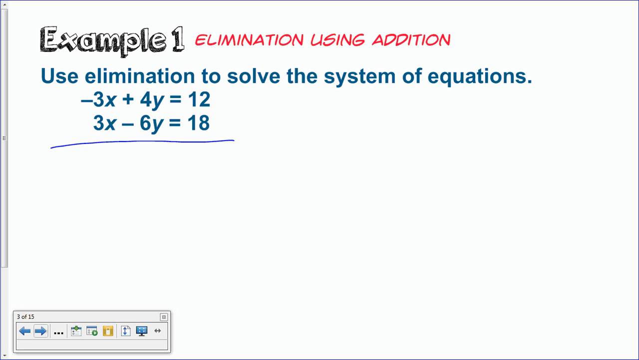So basically, I'm just going to draw a line underneath it, and then I'm going to eliminate those two right off the bat. Okay, so 4y and -6y is going to be -2y, and then 12 and 18 is 30. Divide by -2, y equals what? Negative 15.